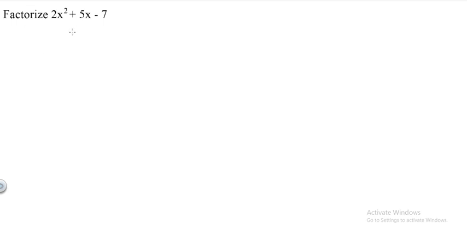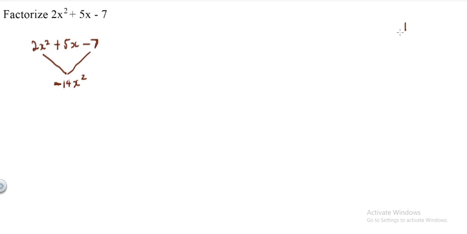Like we've been doing before, we write out the expression 2x squared plus 5x minus 7. The next thing will be to multiply this term and this term. So if we multiply these two terms, we have minus 14x squared. From here, we find two terms that, if added together, give us plus 5, and if multiplied, will give us minus 14. Let's get the factors of 14.